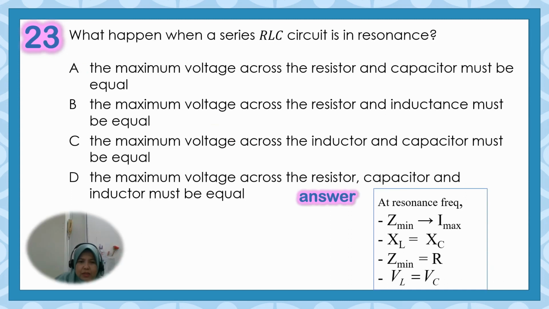And question number 23. What happens when the series RLC circuit is in resonance? So in this case, you need to refer to the notes that we have discussed before. What happened at the resonant frequency? And if you look at the choices given to you, one of the points is the voltage across the inductor is supposed to be equal to the voltage across the capacitor. Because of that, the answer is C.